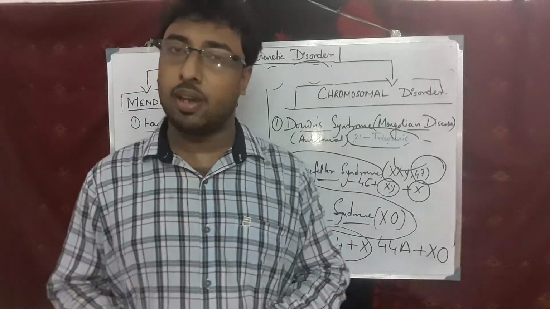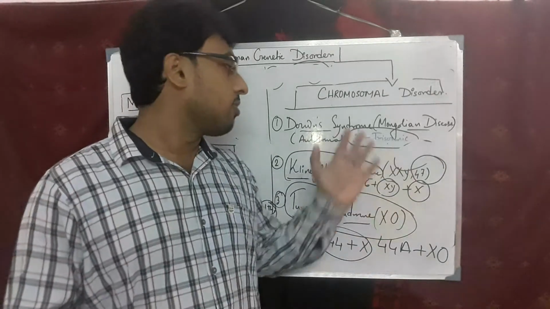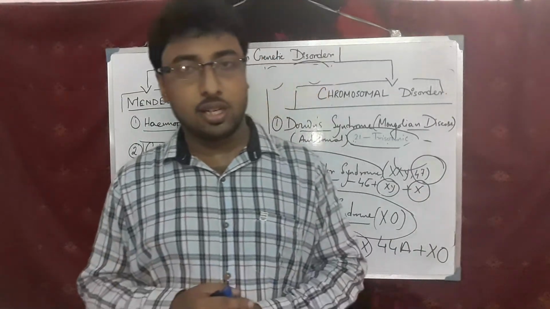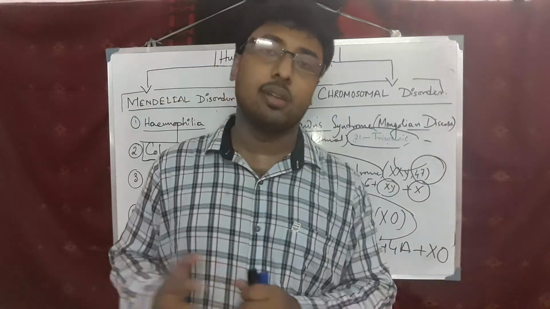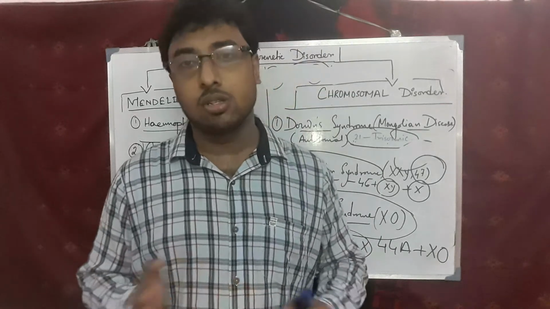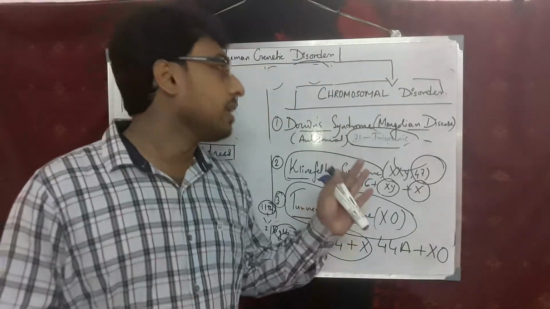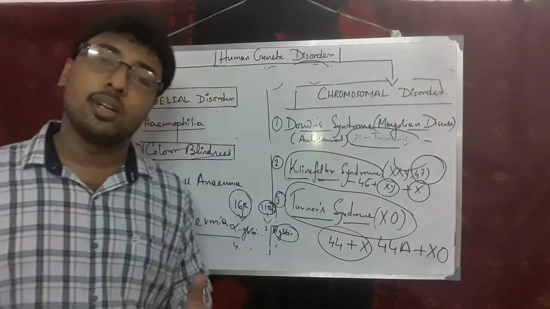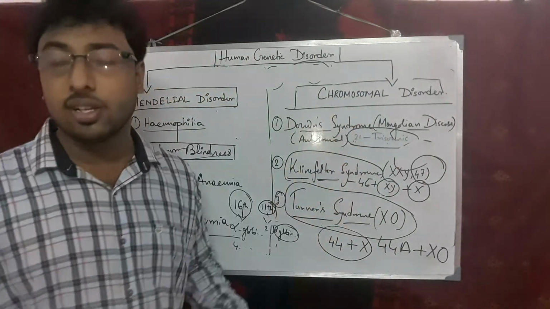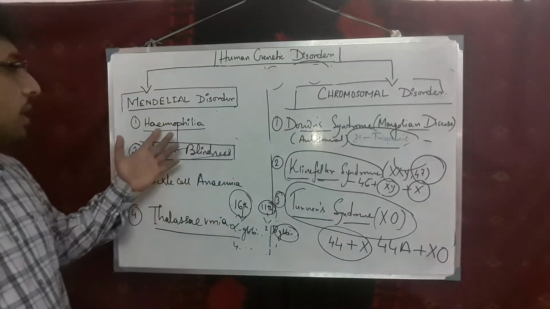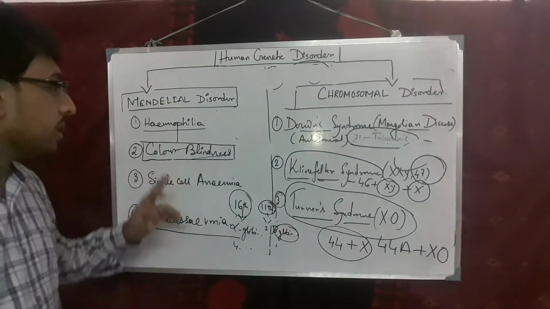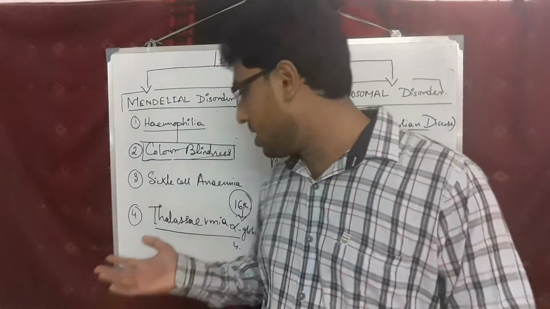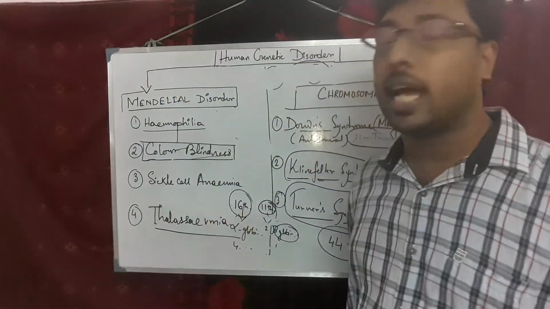These kinds of questions may come, and also from Down syndrome, what do you mean by Down syndrome, write the characteristic features or write the symptoms of a person affected by Down syndrome. What are the causes of Down syndrome, differentiate between chromosomal disorder and Mendelian disorder. Similarly, what do you mean by hemophilia, what do you mean by colorblindness, and write the causes of sickle cell anemia or write the causes of thalassemia.